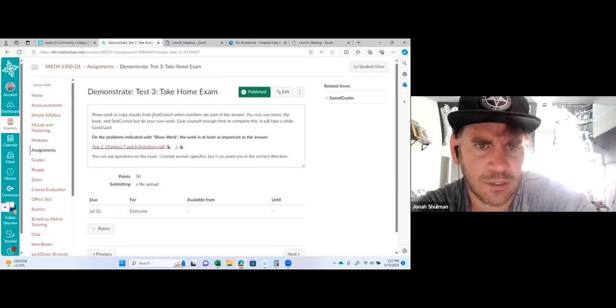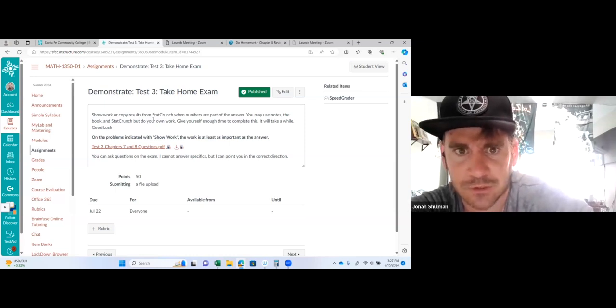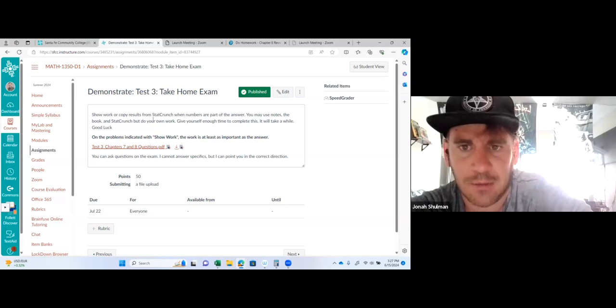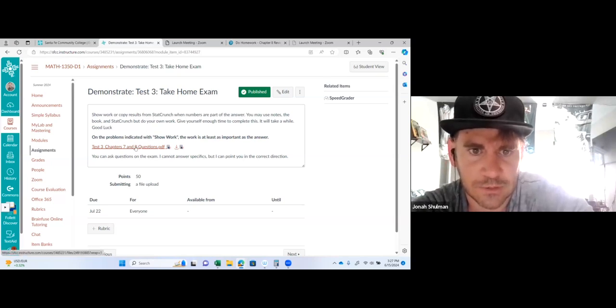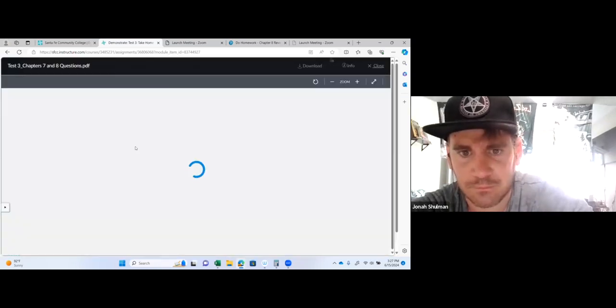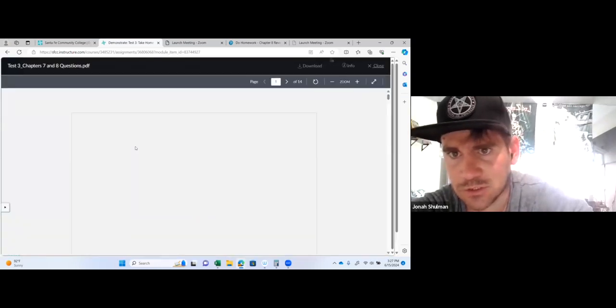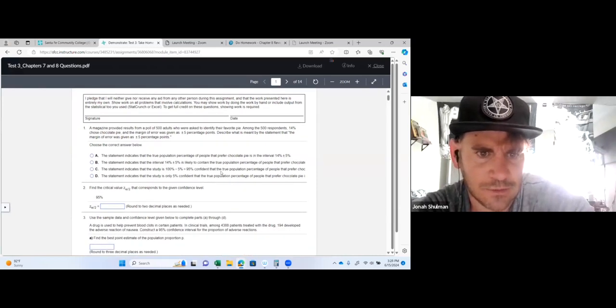So show your work and copy your results from StatCrunch. Whenever you're using StatCrunch or Excel, whatever you're using, copy it, drop it in. This will take time to do, I promise. I need all the pieces, whatever pictures you're using, whatever StatCrunch you're using to make it work. This is the way the test looks, exactly how it is.